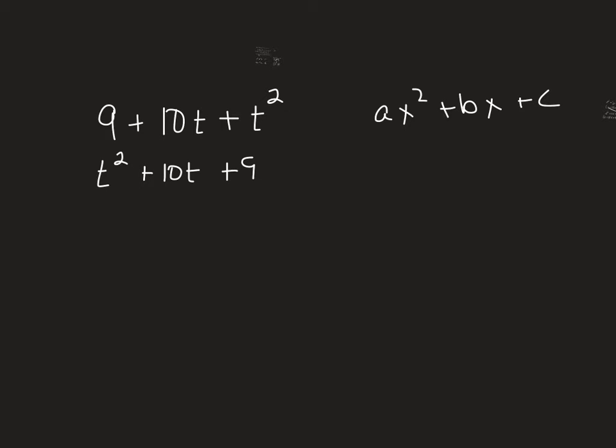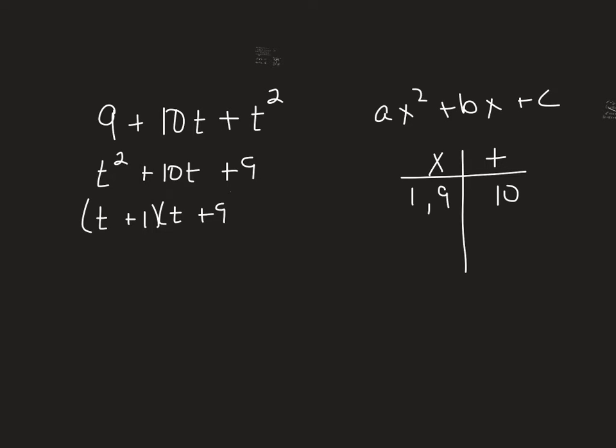All right, so we need the factors of 9 that will add up to 10. So if we have 1 and 9, well, that's 10, and we're done. So we would have t plus 1 times t plus 9. Again, if it's written this way, I would suggest that you rewrite it so that your squared term is first, and then it's a little bit easier to see how that factors.